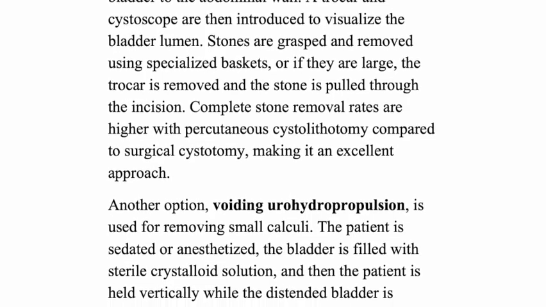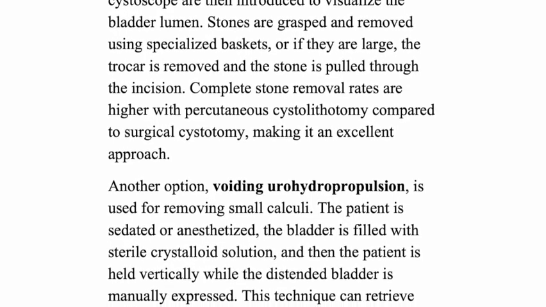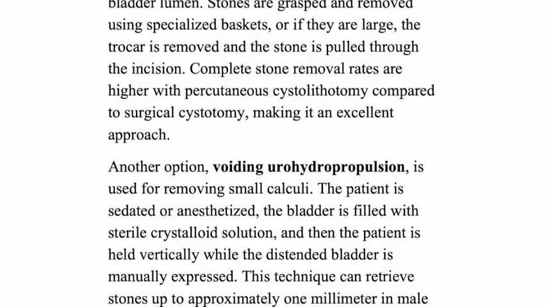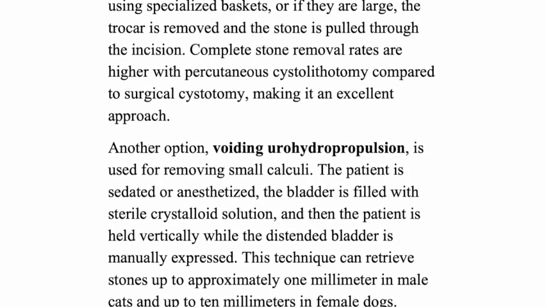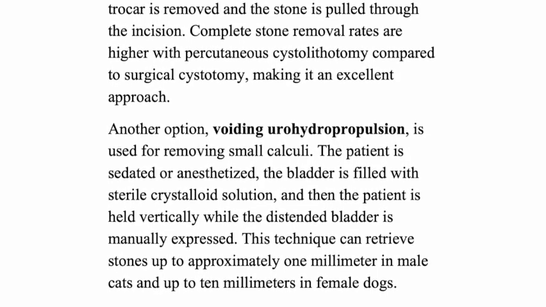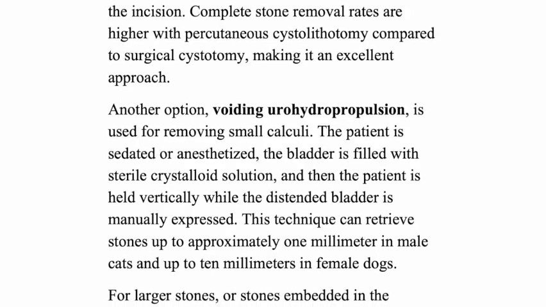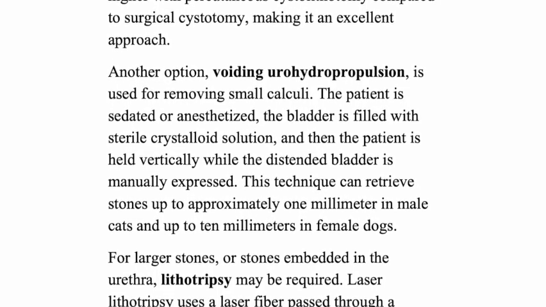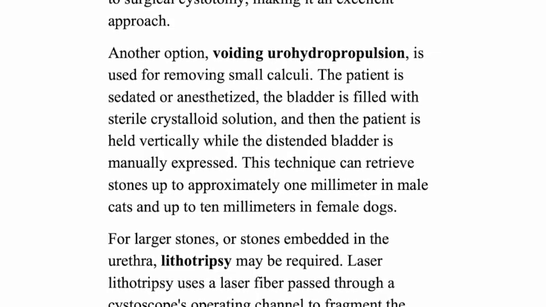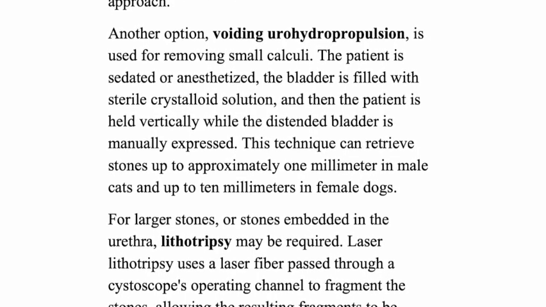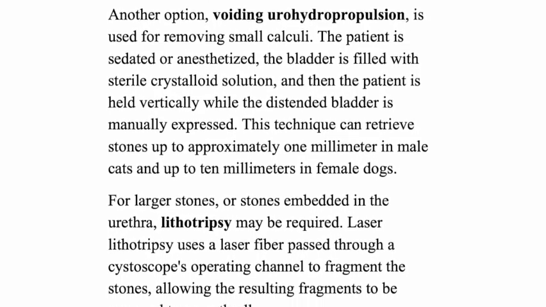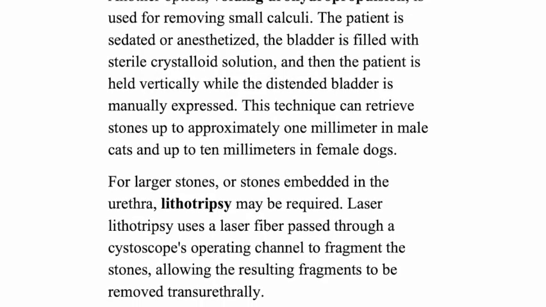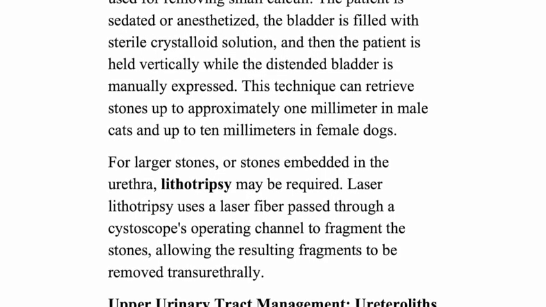Another option, voiding urohydropropulsion, is used for removing small calculi. The patient is sedated or anesthetized, the bladder is filled with sterile crystalloid solution, and then the patient is held vertically while the distended bladder is manually expressed. This technique can retrieve stones up to approximately 1 millimeter in male cats and up to 10 millimeters in female dogs. For larger stones, or stones embedded in the urethra, lithotripsy may be required.